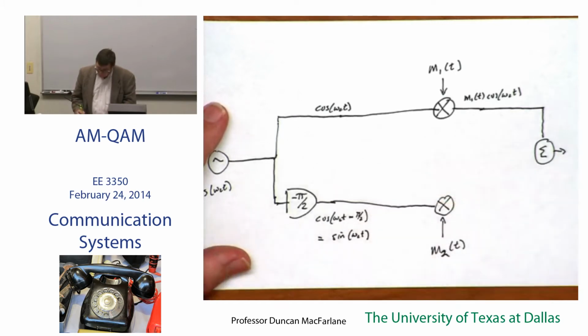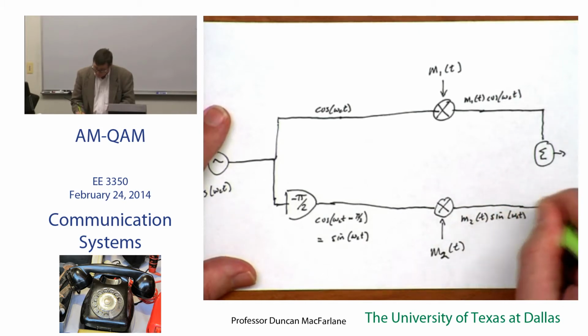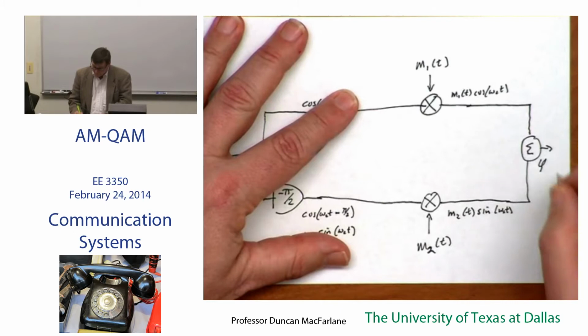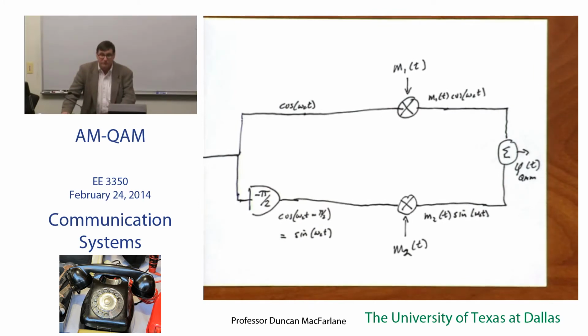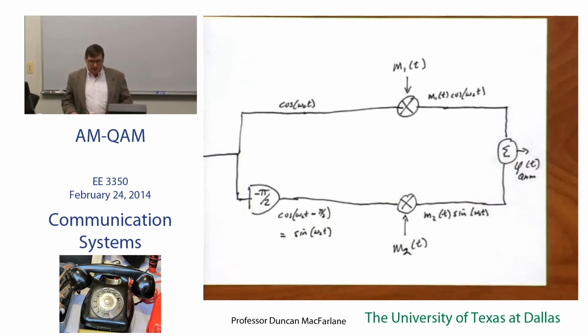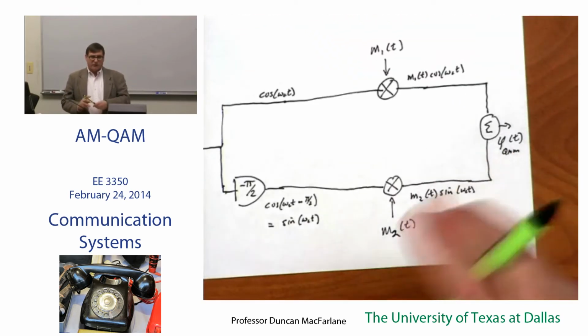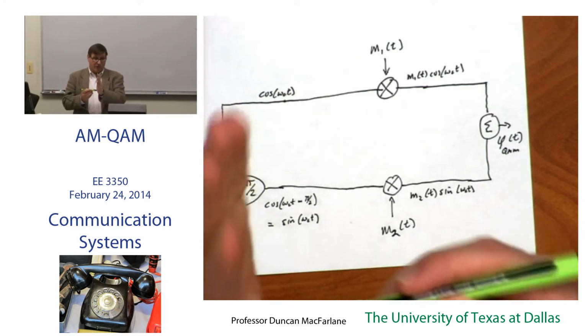So now I'll send this into my other mixer, and what will come out over here is M2 of t sine of omega ct. And the output here is QAM of t. So this is just playing around and saying, okay, how do I use the fact that cosines and sines are perpendicular? Well, if they're orthogonal, the dot product between them, the overlap product between them, is 0. So one signal can live on one phase, and the other signal can live 90 degrees out of phase, and they'll never overlap. That's the premise. We have to prove that it works, but that's the premise.